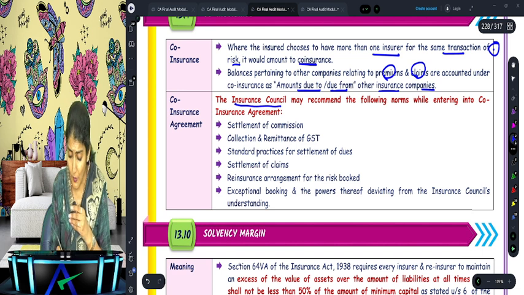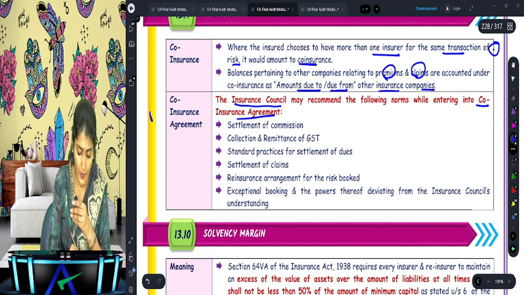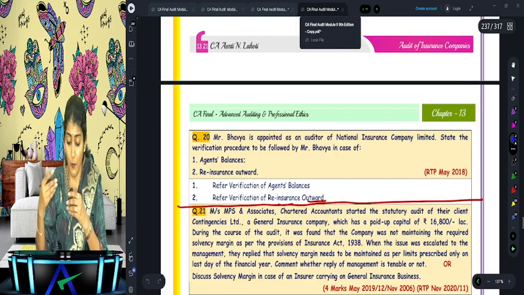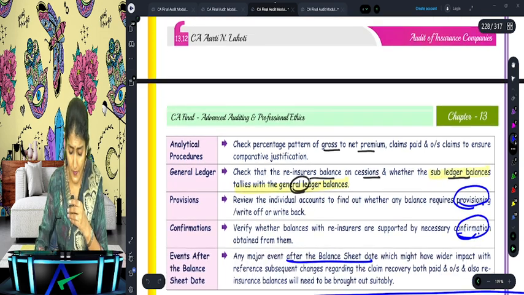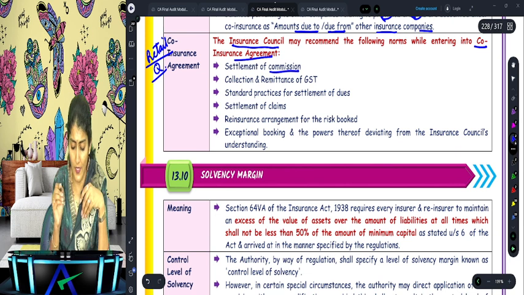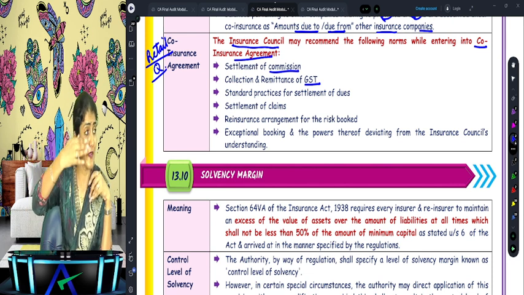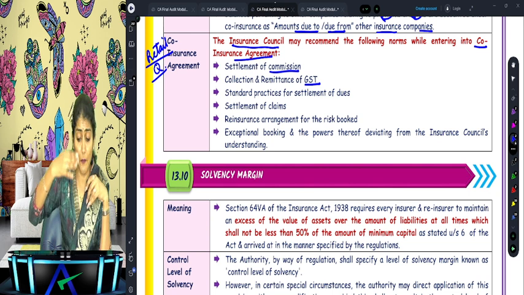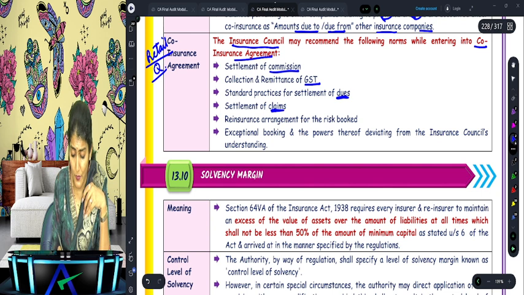And the insurance council may recommend the following terms while entering into the co-insurance agreement, right? So again, a question not asked in your exam so far, right? They could ask a descriptive question on this one. Okay, what are the points to be taken care of while entering into the co-insurance agreement, right? One, who will do the settlement of the commission? Second, who will collect the GST? Are you understanding that? Because now there is more than one insurer, so it has to be agreed who will pay the commission to the agents, who will collect and pay the GST, then what will be the standard practice for settling of the dues, then who will do the settlement of the claim.